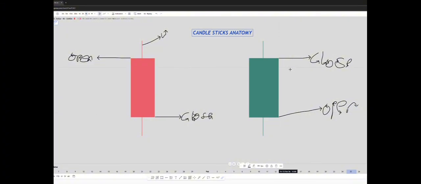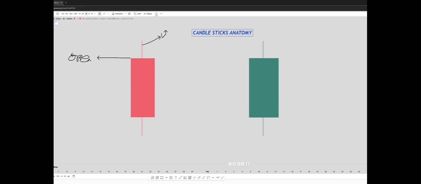So that is it for the candlestick anatomy. These edges, the edges of the candlesticks, are called the borders, as you can see here. Now, what is the story? By story, what do I mean? I'm going to explain to you how these particular candlesticks form.